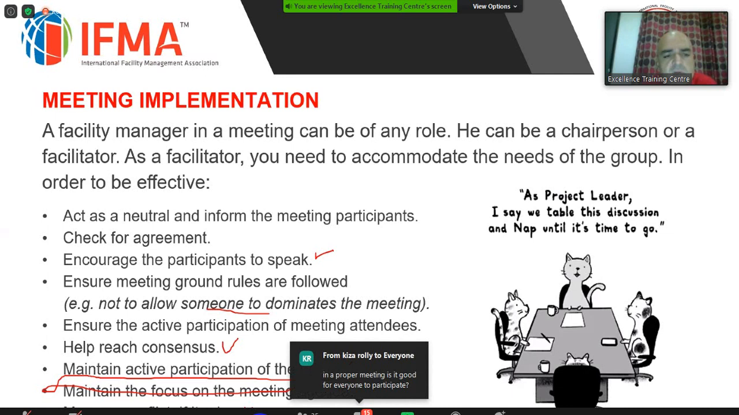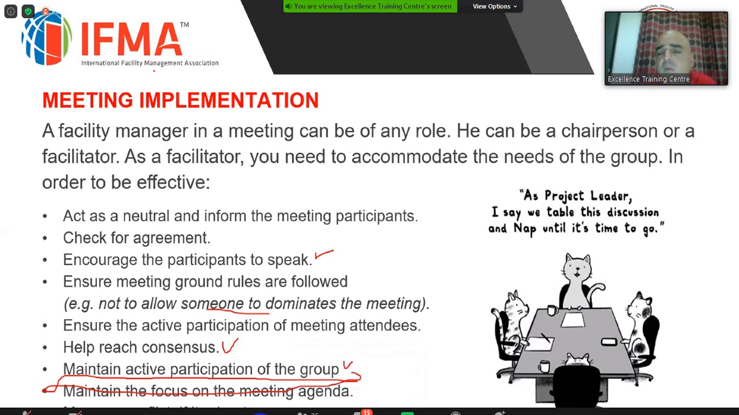Is it good for everyone to participate? Yes, definitely. Then why should there be a meeting? If it's supposed to be a one-way thing, then it's not a meeting. Then it's a presentation. A good meeting is a meeting in which everyone has a role to contribute. If they're just a recipient, then there is no need for a meeting. You can do a presentation for them. I hope that answers your question.